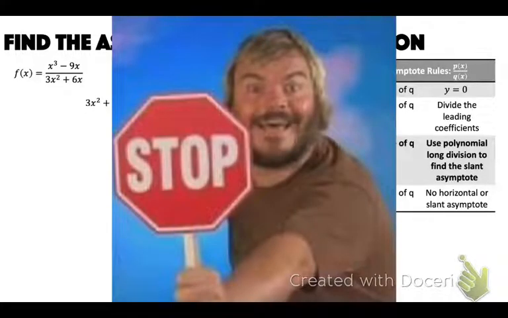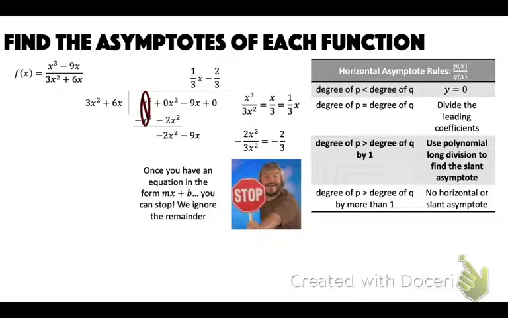And then we can stop, okay? Once you get it in the form of mx plus b, you can stop. We just ignore the remainder. The remainder ends up being so minuscule. Once you start plugging in really, really big numbers, the remainder essentially goes to 0, so we don't have to worry about it. So we have an oblique or slant asymptote at y equals 1/3 x minus 2/3.